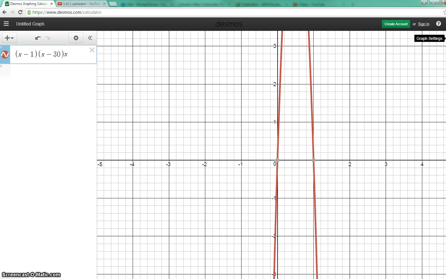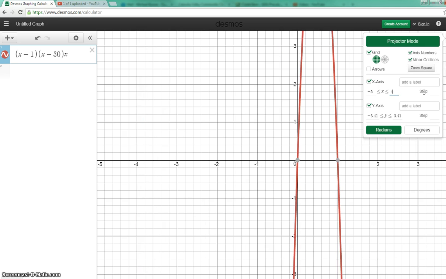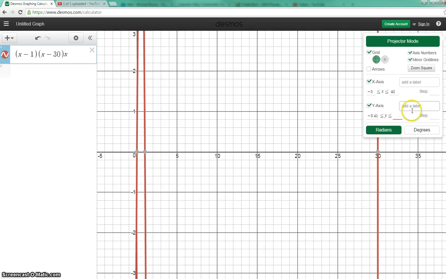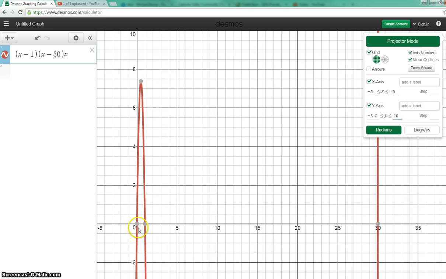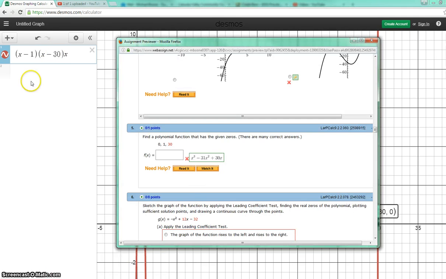So let us look at this thing, and let's go up to 40 so we see that other 0. And this can be taller. So we see it has a solution at 0, at 1, and at 30. And so we've done what the problem asked. And we could multiply these out, or with WebAssign, I'm pretty sure we could just type in this, and it would give us the correct response.